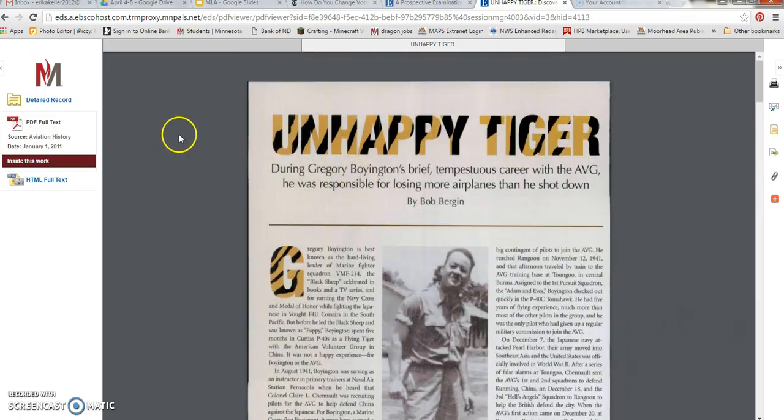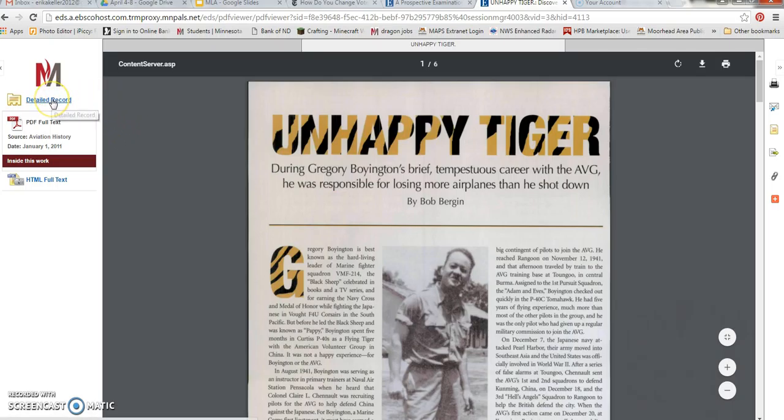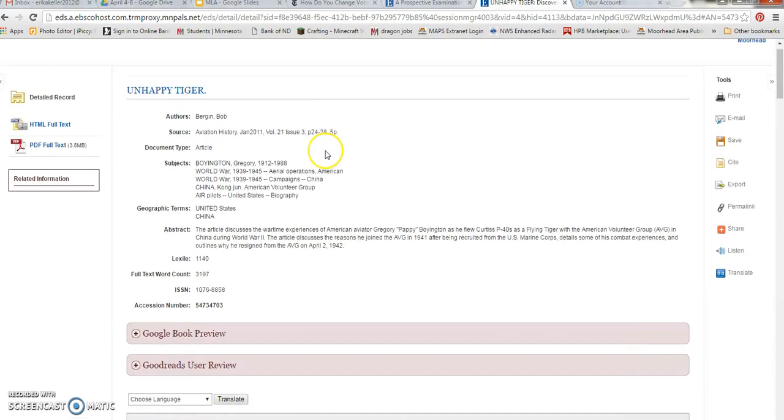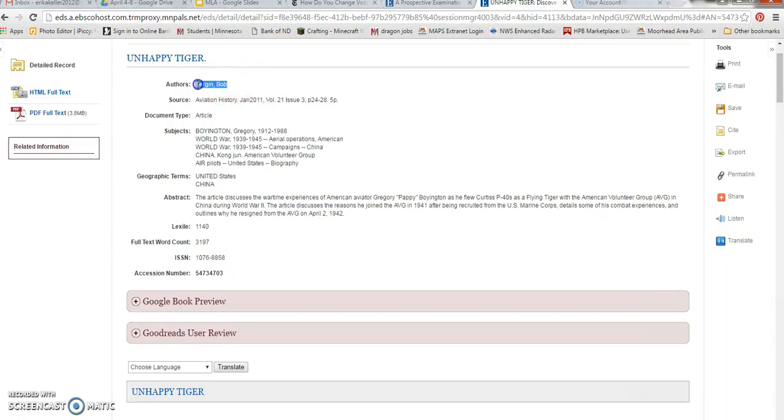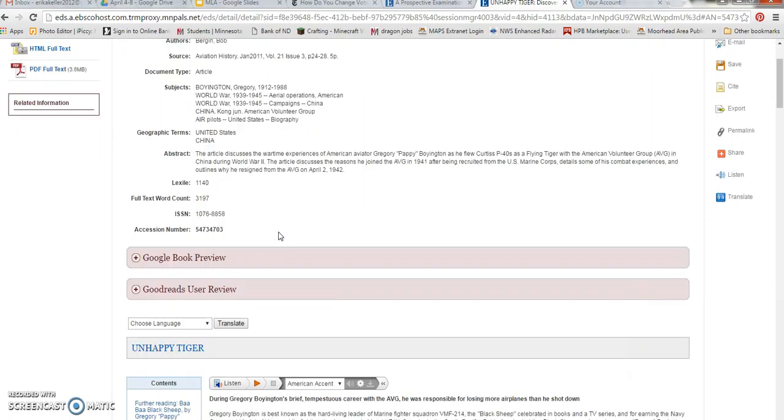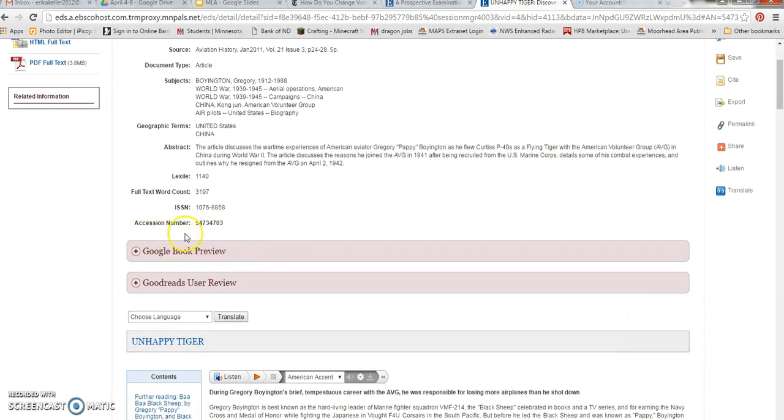Sometimes if you get it off of a database and it doesn't give you all the information you need, typically in a database it gives you this detailed record and it'll give you the information you need. So here we have the author, this is the magazine title, the date it was published. In this case it gives me the volume and the issue number. With magazines and journals that are not scholarly, you don't need the volume or the issues. But then it also gives you the page numbers. And then usually if it's a database, it'll give you the database down here. This one, it seems to not have one.